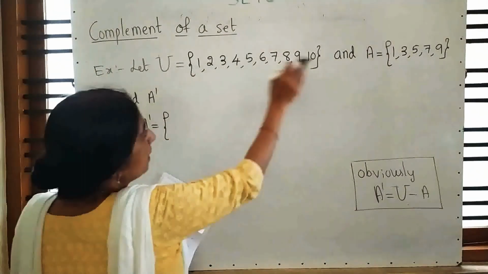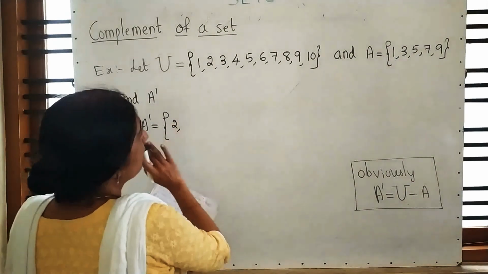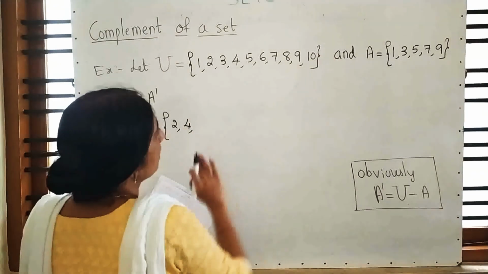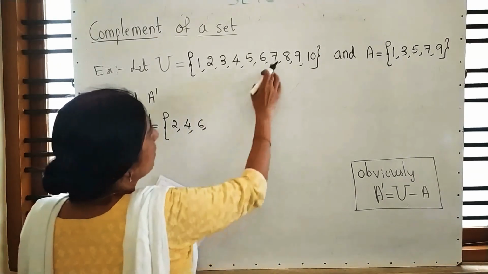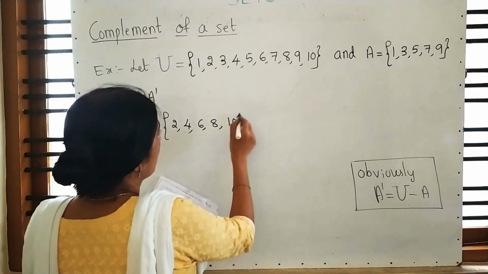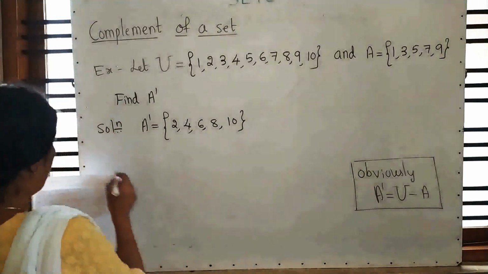See, 1 is there in A, don't write. 2, it is not there. 3 is there. 4, it is not there. 5 is present in A. 6 is not there. 7 is present. 8 is not there. 9 is present. 10. Understood? Like this we have to write. Next.